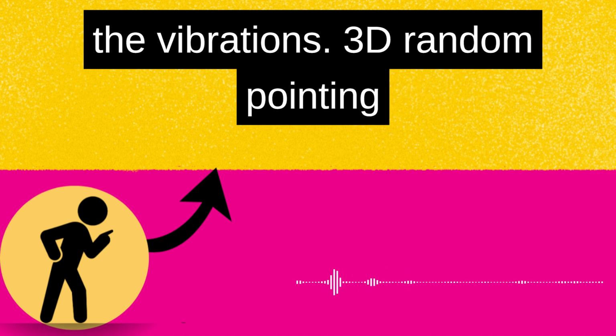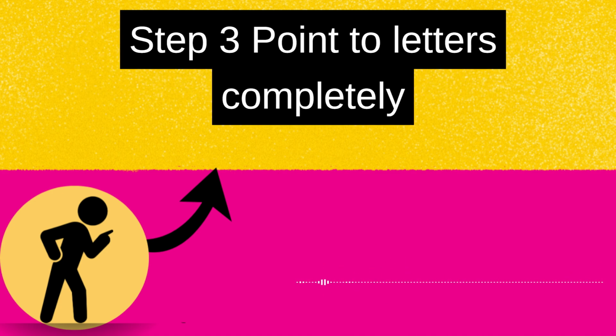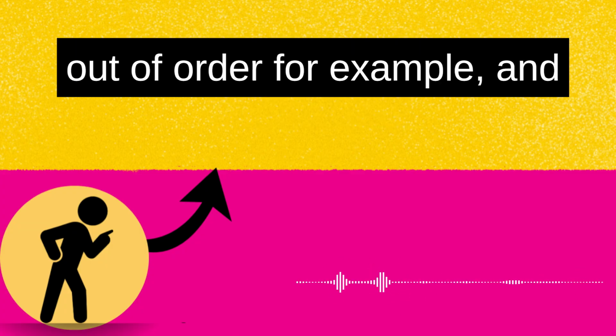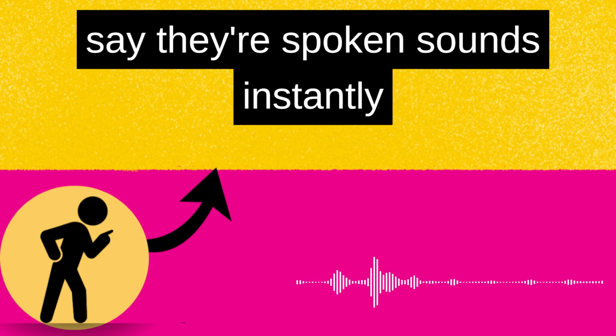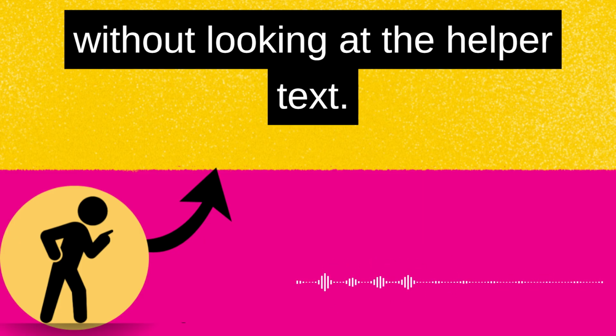3. Random pointing. Step 3. Point to letters completely out of order, for example, M, then G, then T. Try to say their spoken sounds instantly without looking at the helper text.